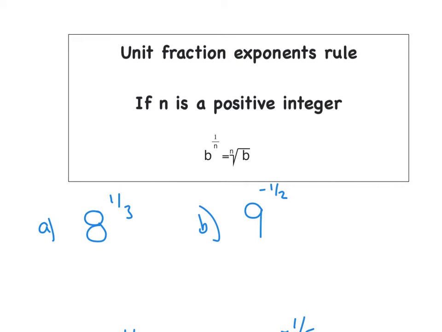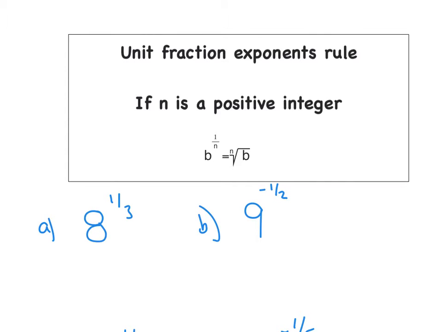All right, so unit fraction exponent rule. If n is a positive integer, then b to the 1 over n is the nth root of b. Okay, so again, we need a nice box. Highlight this. Here's our big deal tonight. b to the 1 over n is equivalent to the nth root of b. So notice it's not always going to be a 1/2 power. Maybe it's a 1/5, a 1/10, a 1/32.